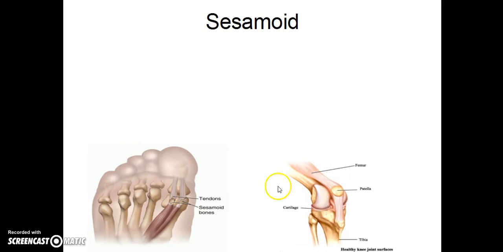The last one is the sesamoid. These are very tiny bones in a joint. Their aim is to assist in joint movement and resist friction and compression.